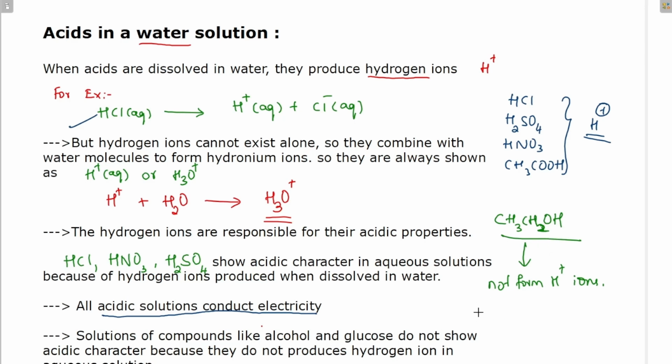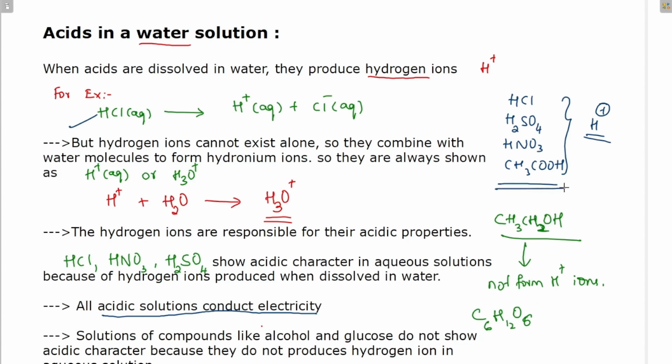Same in the case of glucose also. We have the formula C6H12O6. You know, this is the molecule of glucose. Even this compound also contains hydrogen. But does it produce hydrogen ions in water? The answer is no. So, these compounds are not considered as acids. Only those compounds which form hydrogen ions in water behave as acids.